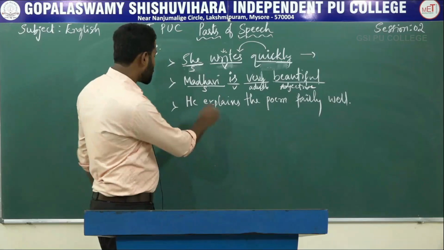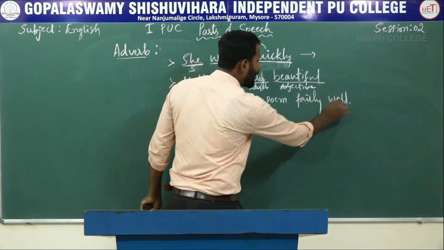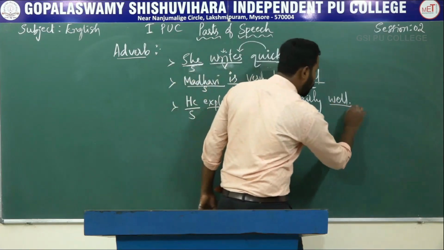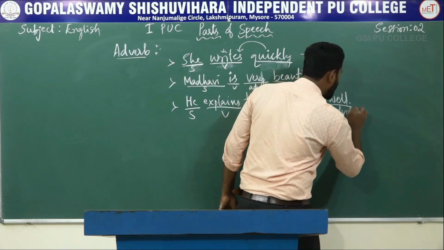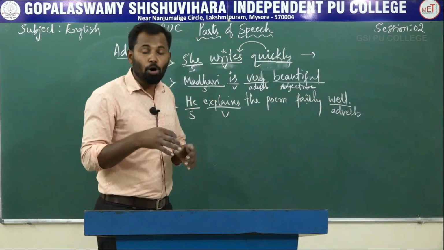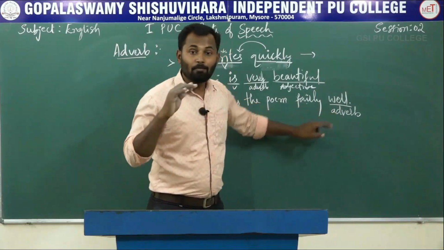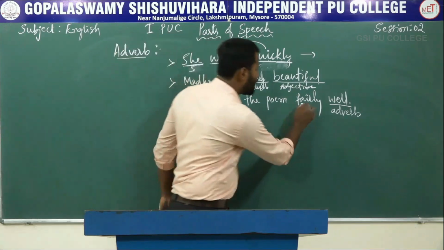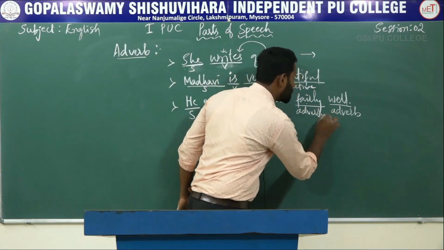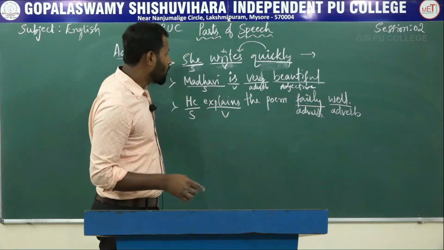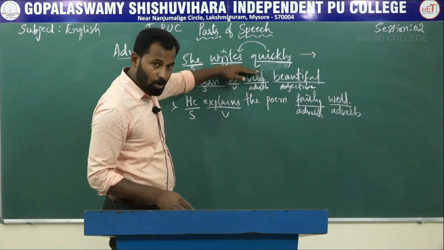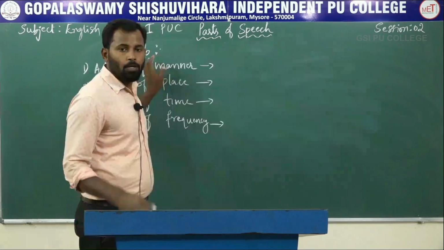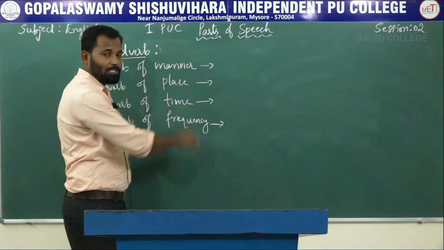In the next sentence, he explains the poem fairly well. So here he is the subject, explains is a verb, and well is another adverb. So he explains the poem well. So an adverb is a word which can also modify the meaning of another adverb. Here fairly is another adverb. So adverbs are used to modify the meaning of verbs, adjectives, and also another adverb. So we have understood what is an adverb.